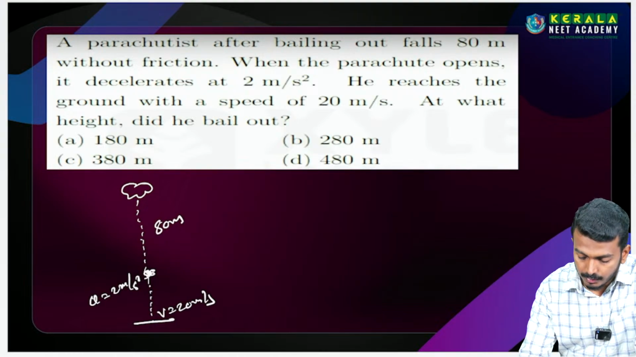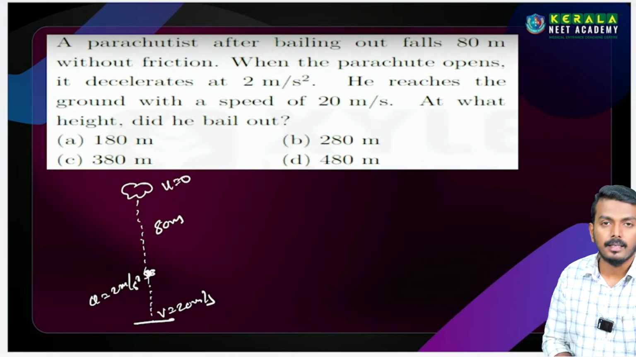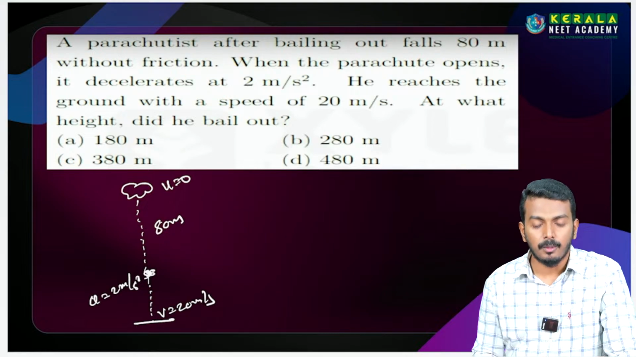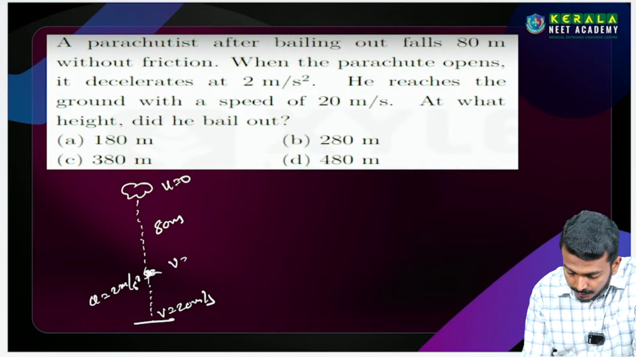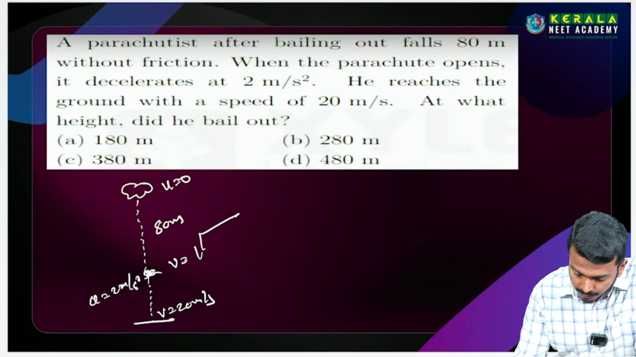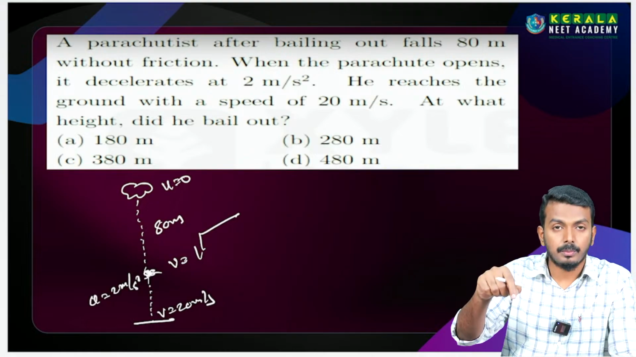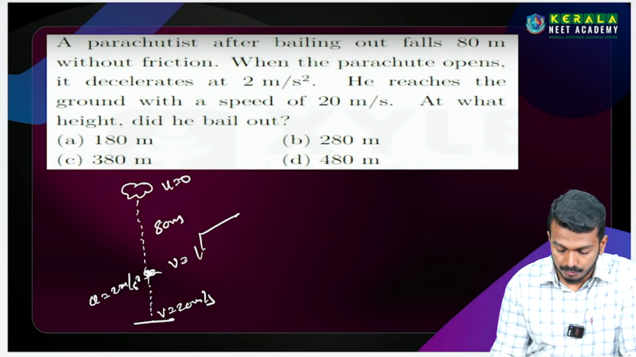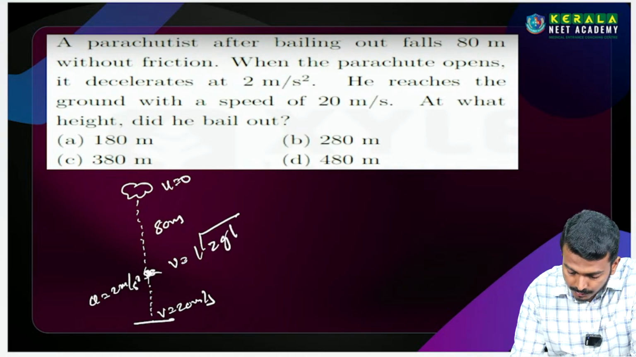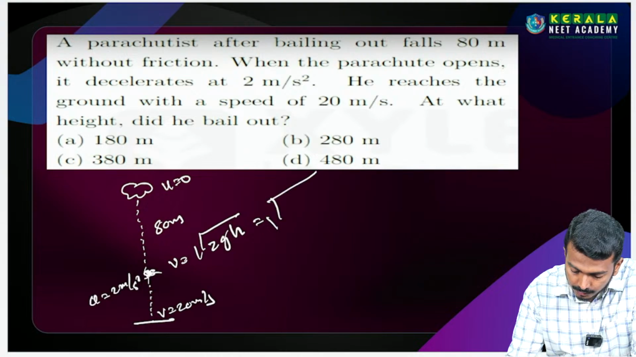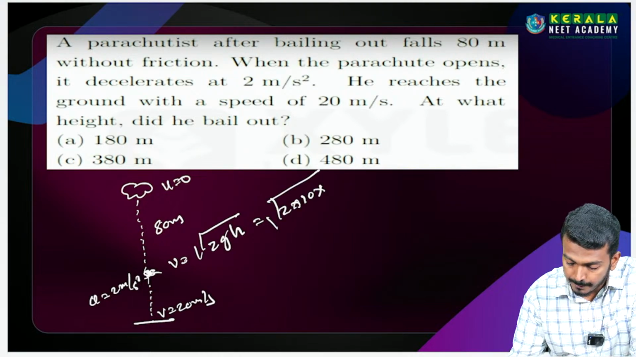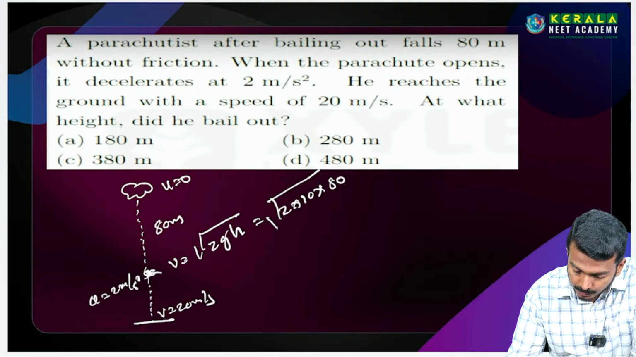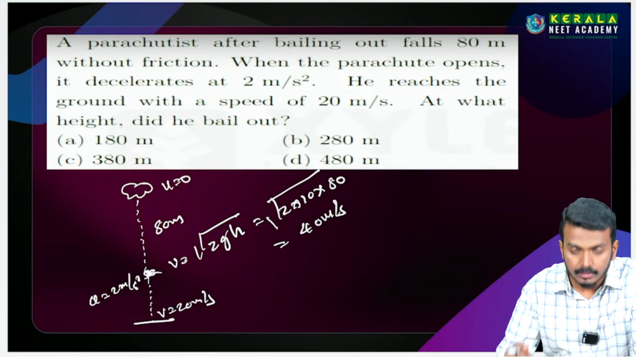During the free drop, what is the initial velocity? 0. Initial velocity 0 means you can use the shortcut to find the velocity at the last point, that is, the point just before the retardation starts. What is the equation for velocity? v is equal to root of 2gh. 2 into g into the height. The height is 80 meter. Substituting, the velocity is 40 meter per second.